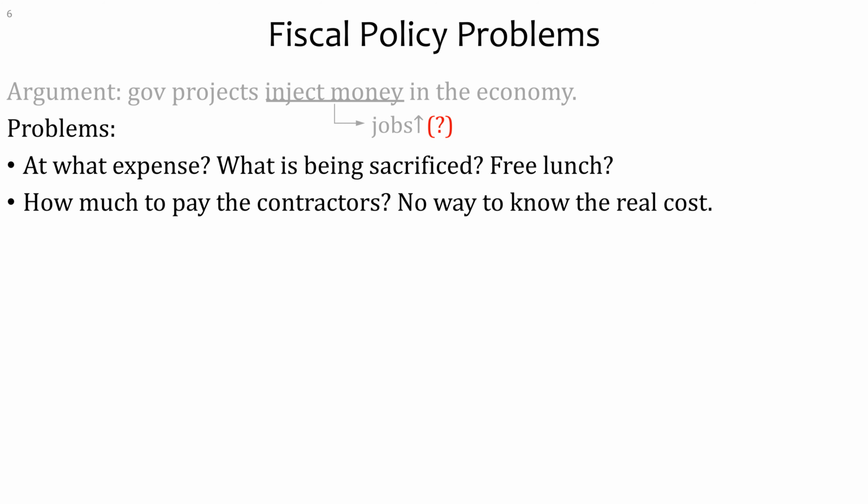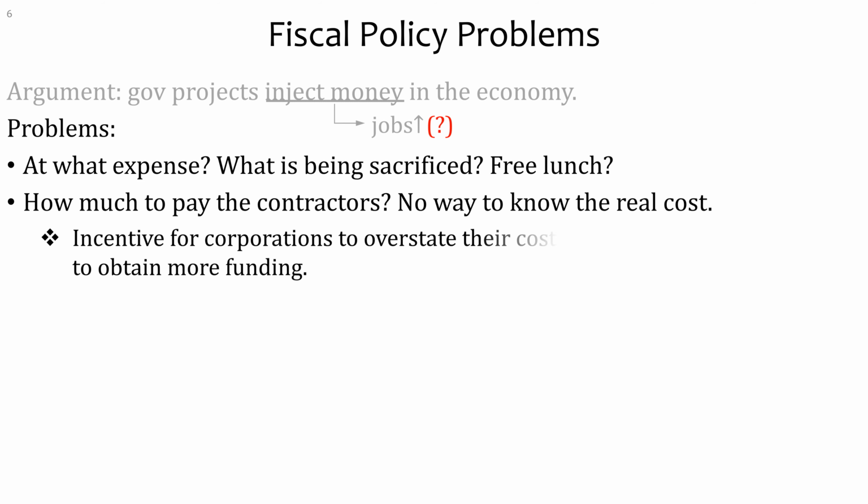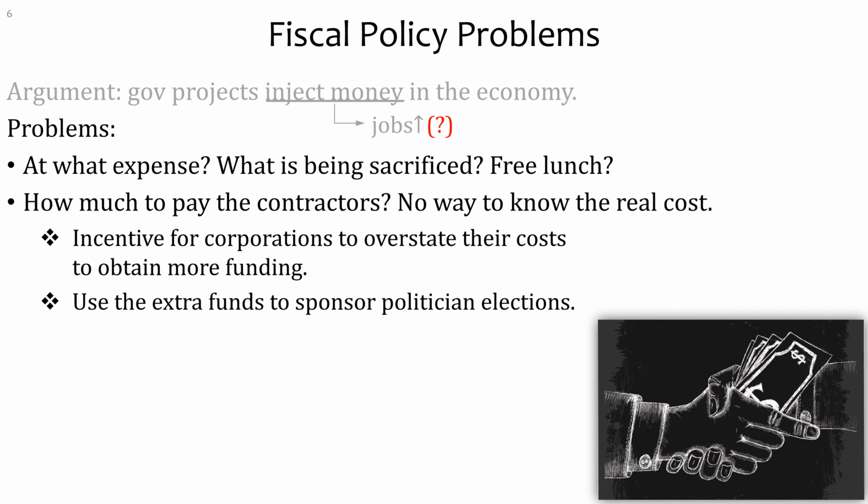So how much to pay the contractors? No way to know the real cost. How would the government know what is the value of each project? The result of that is only incentive for corporations to overstate their costs to get more funding, because there's no way for the government to know the real cost. The real cost can only be known through the market, and then they use the extra funds to sponsor the politicians. So this is why it happens, right?